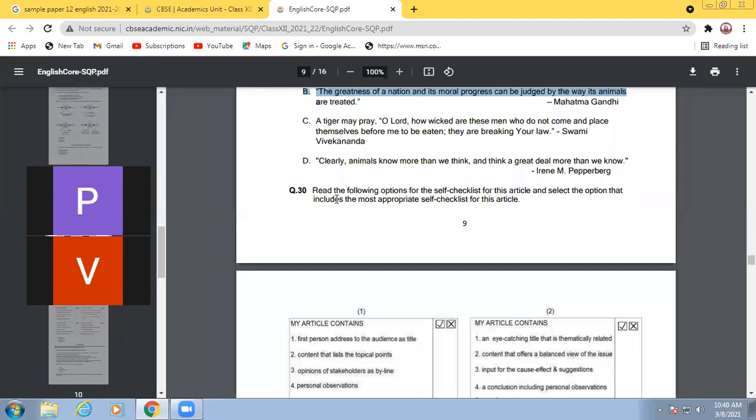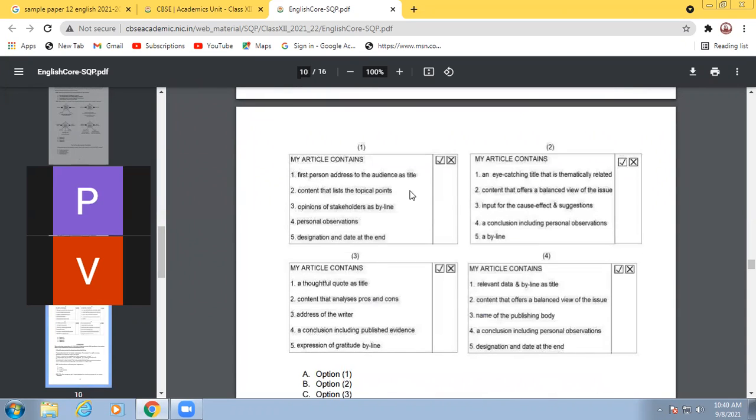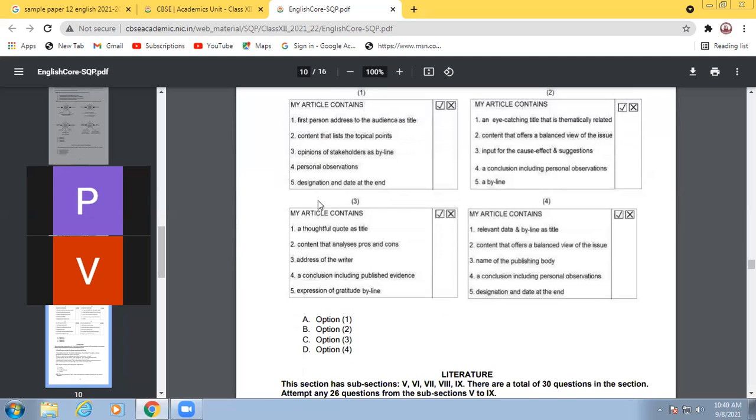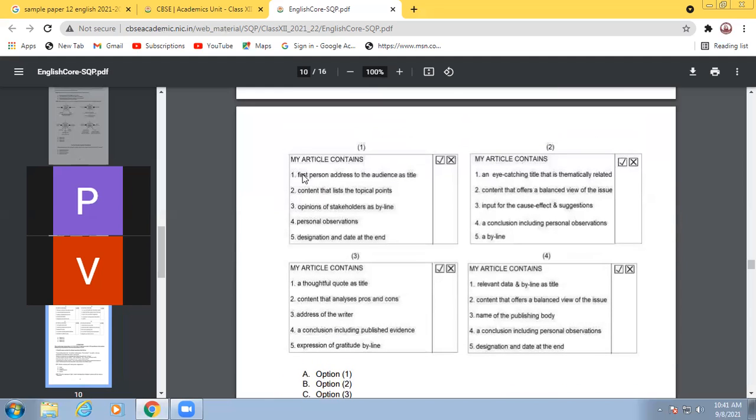Question 2013. Read the following options for the self-checklist for this article and select the option that includes the most appropriate self-checklist for this article. So what is a checklist? Which points would you like to add in your article? You have to choose the one option which has the maximum good points for your article. First is first person address to the audience. Wrong. Okay, this first option is wrong. In the end, you have to pick one option which is all correct. In option one, we have seen the very first statement is wrong.